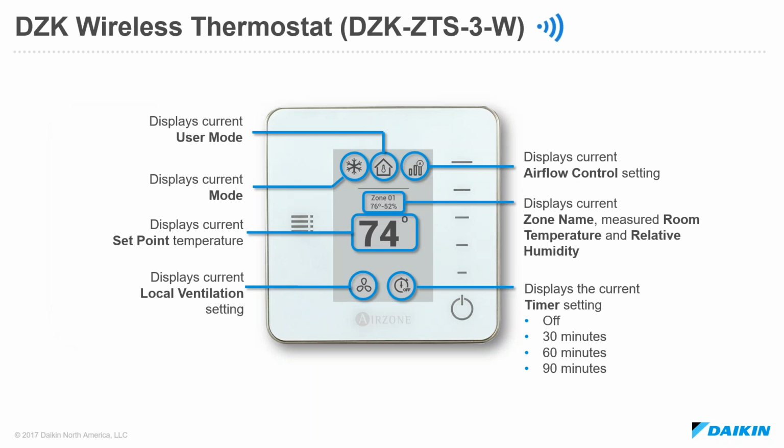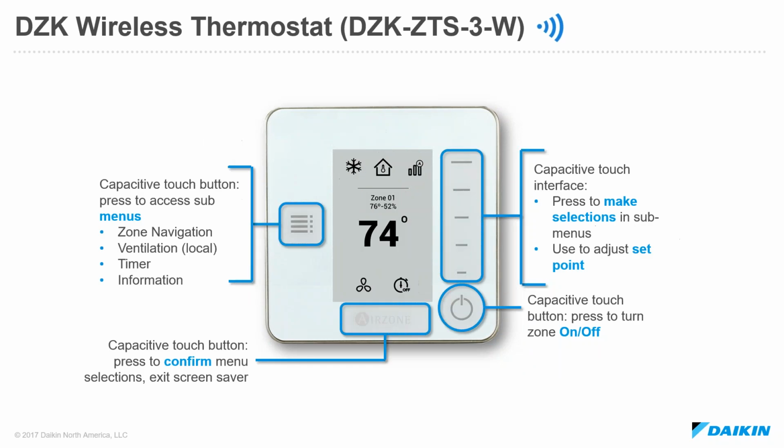So the slide here shows the different icons that are displaying information to the user. Again, I'm not going to go through all of these in detail, but what I want to point out is that the icons that you're seeing on the screen here, these are basically display icons. It's not a touch screen thermostat. So we're reading the information from these different display icons, but we're going to control the wireless thermostat using the capacitive touch buttons that surround the actual display.